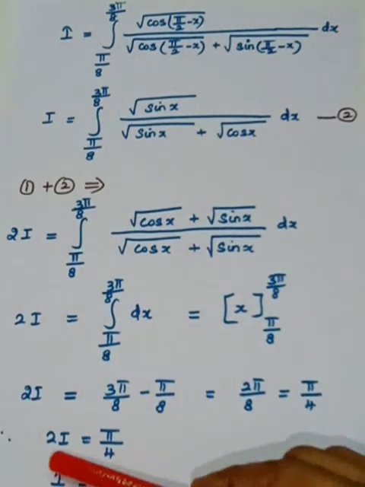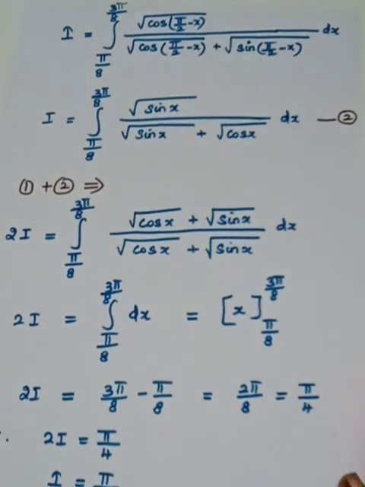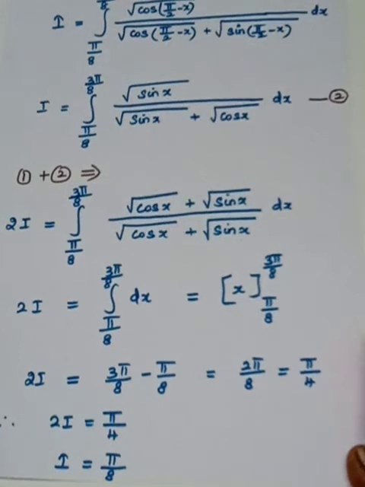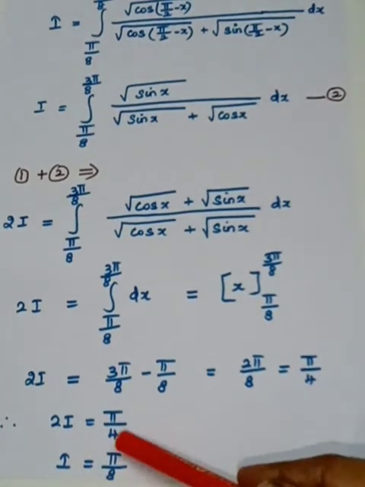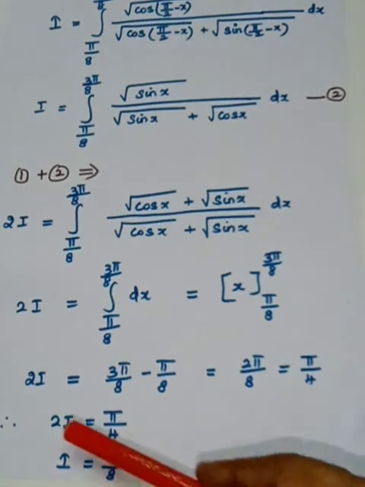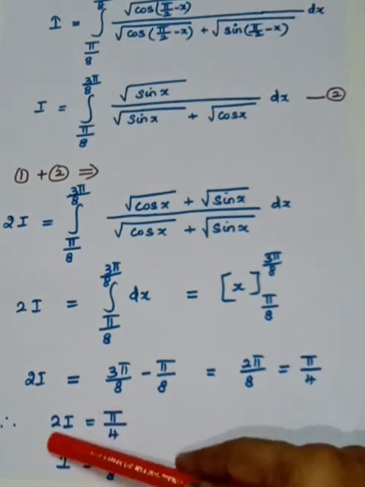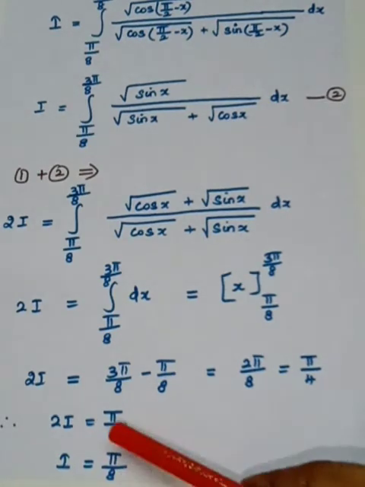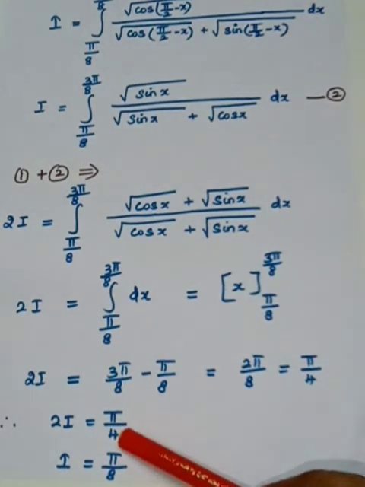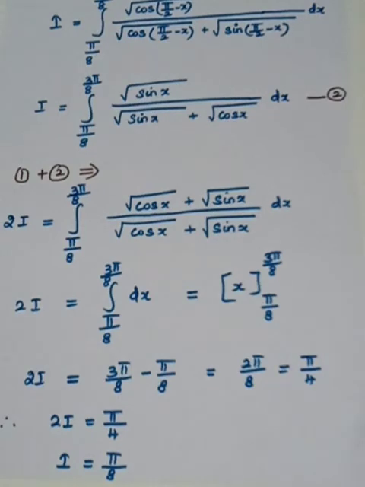What you are getting? 2I is equal to pi by 4. So what is asked? So I is needed. What is I? I is equal to pi by 4, and the 2 is here. It is in multiplication. When you take it to the right side, it comes in the division. So in the division, you are having 8. So it is pi by 8 will be the answer for the question.